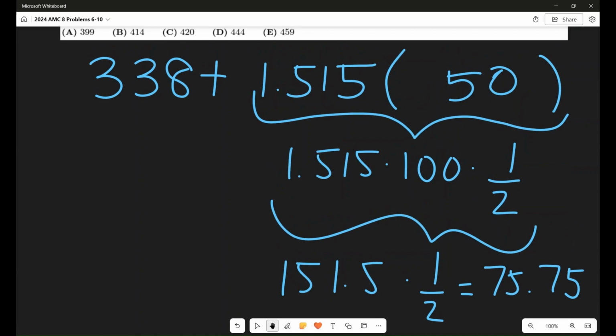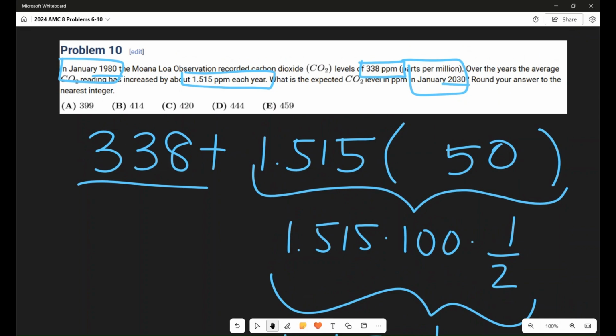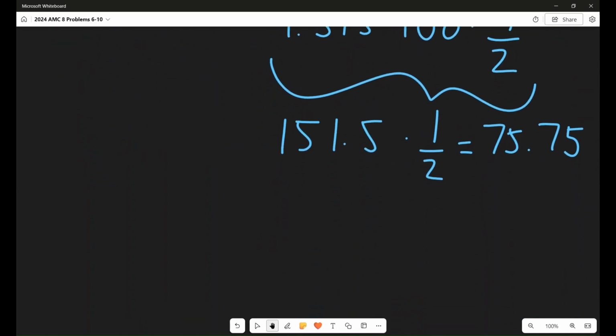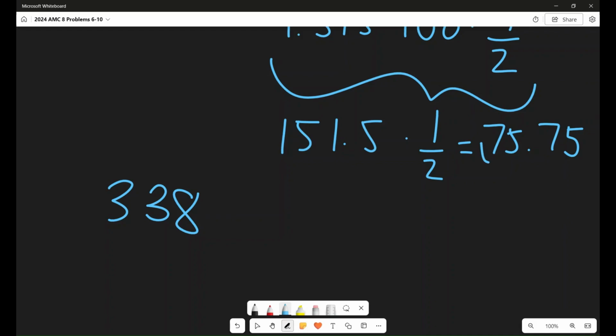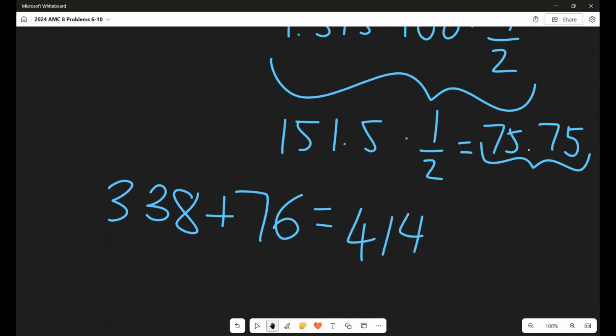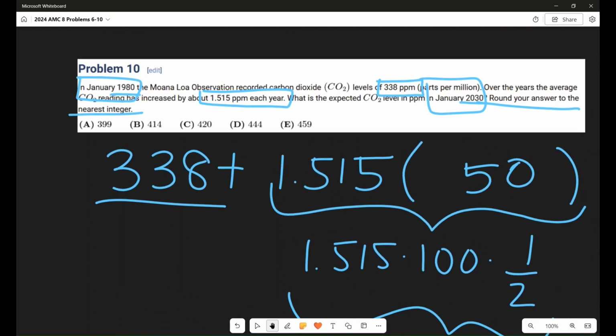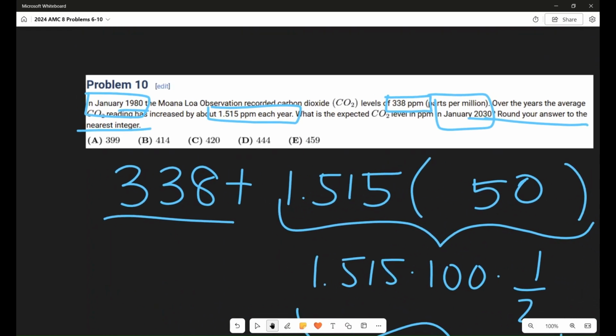Now, remember, we want to add 338 to this. And we also want to round our answer to the nearest integer. So we'll add 338 to the closest integer to that number, which is 76, and that gives us an answer of 414. So we can bubble in option B.